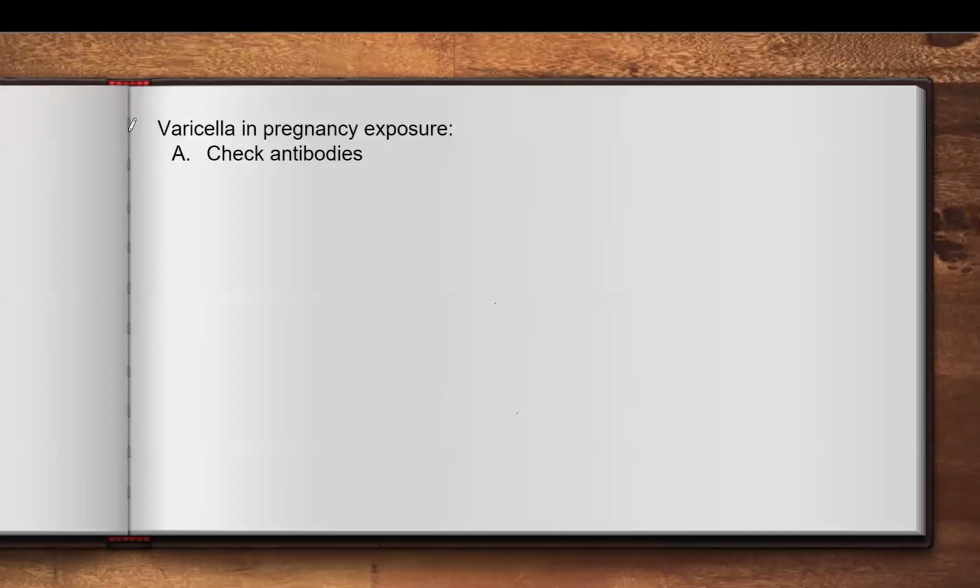So the first question is varicella in pregnancy exposure. Okay, we have just one option, check antibodies. So what do you think? What's the answer here?